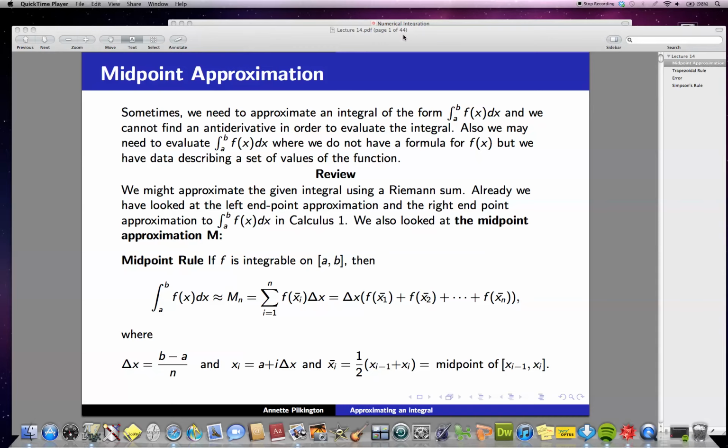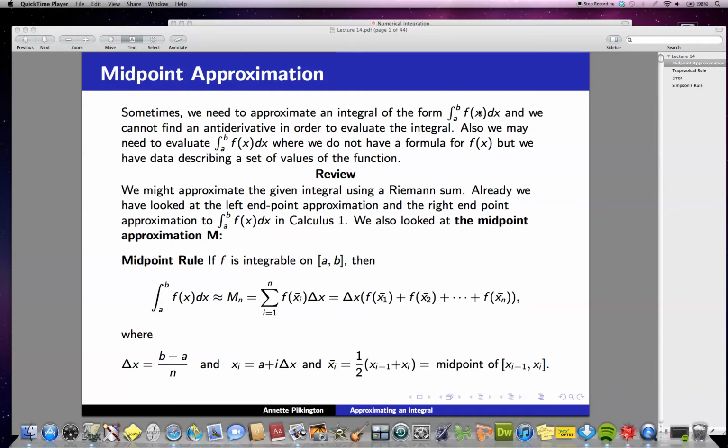In lecture 14, we look at methods of numerical integration, and this allows us to approximate integrals of the form the integral from a to b, definite integrals, f of x dx, especially in cases where we can't find an antiderivative to this function f of x in order to evaluate the integral.